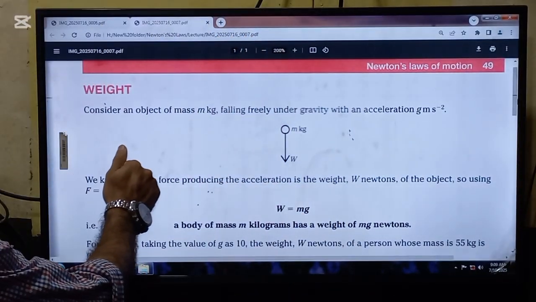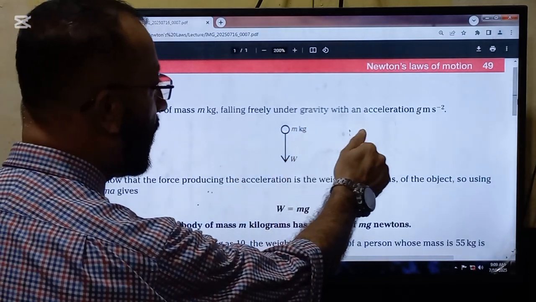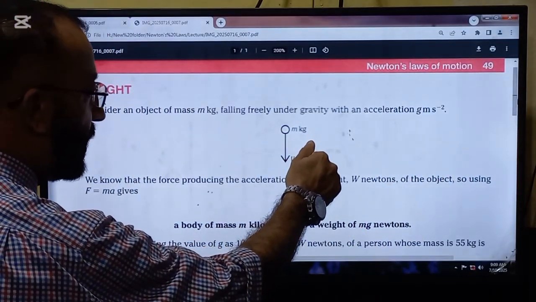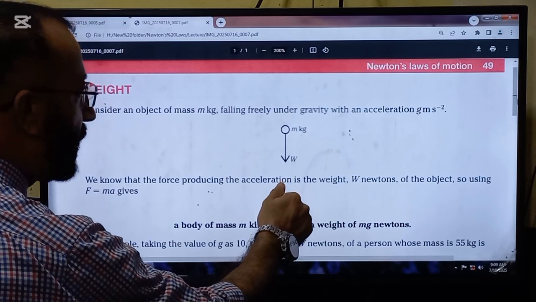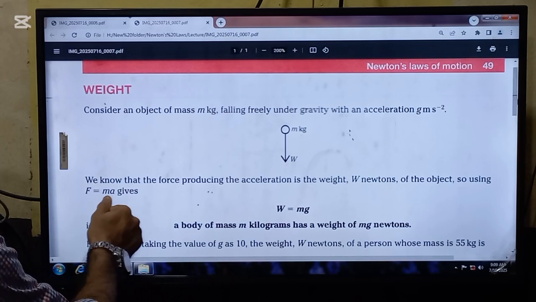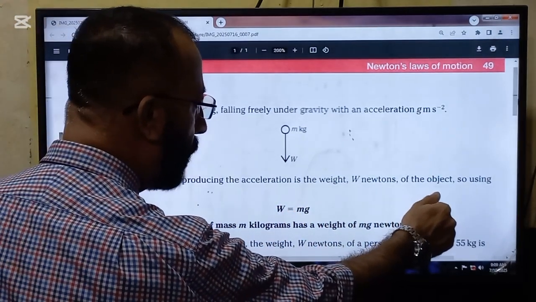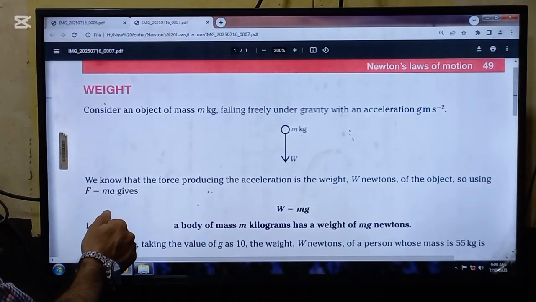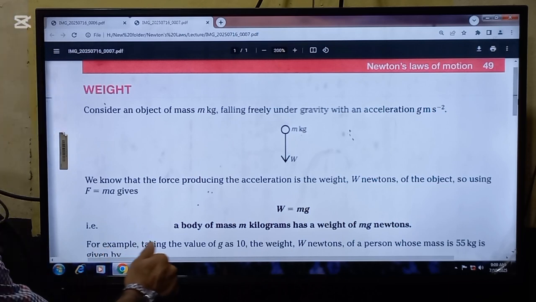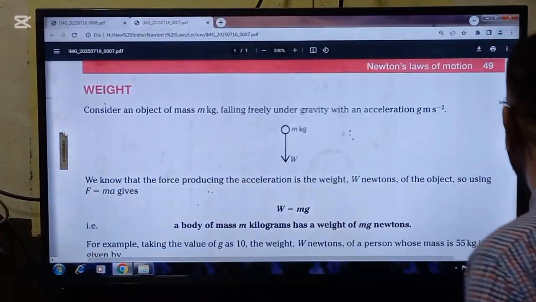So weight. Consider an object of mass m kg falling freely under gravity with an acceleration g meters per second squared. So m kg is falling freely under the acceleration of gravity. The weight will be W. We know that the force producing the acceleration is the weight W newtons of the object. So using F = ma gives W = mg. That is, a body of mass m kilograms has a weight of mg newtons.